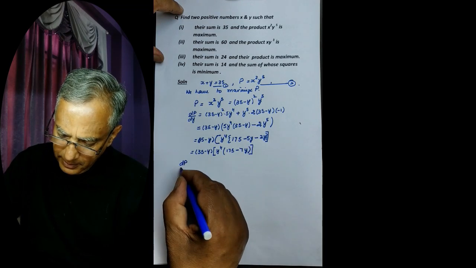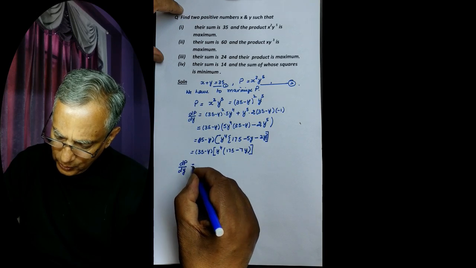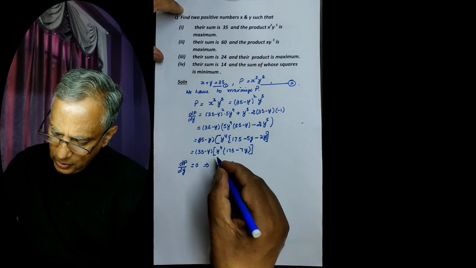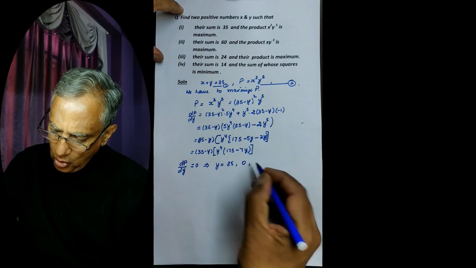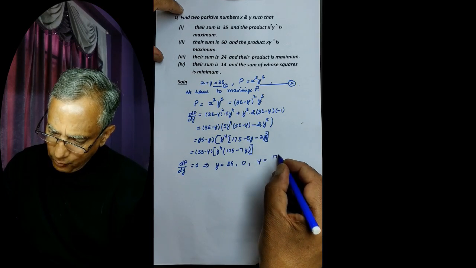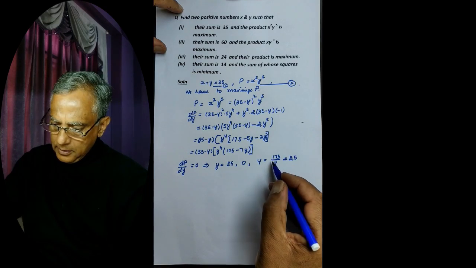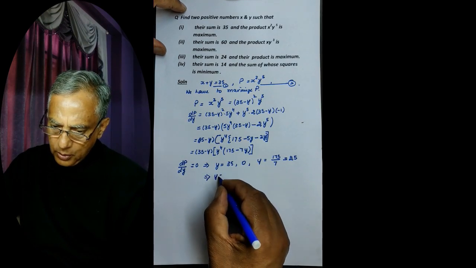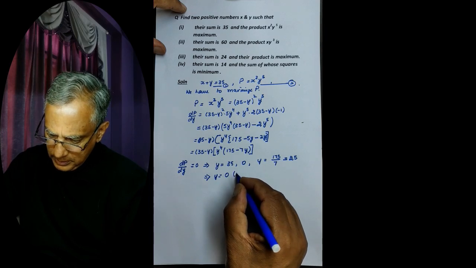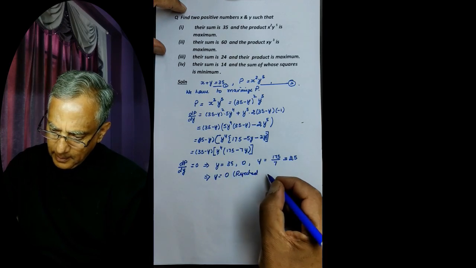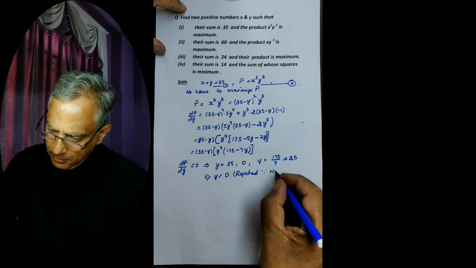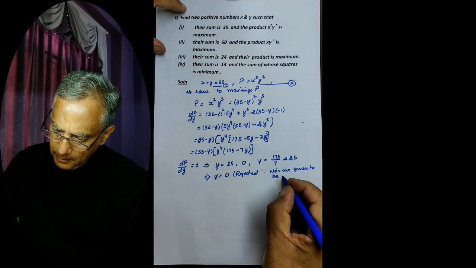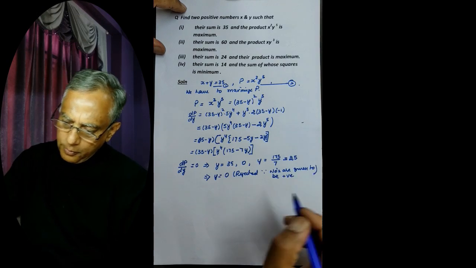Now let dp by dy be equal to 0. This implies y is equal to 35 or y is equal to 0 or y is equal to 175 by 7. 175 over 7 is 25. y is equal to 0 is rejected because the numbers are given to be positive. Therefore, they cannot be 0.